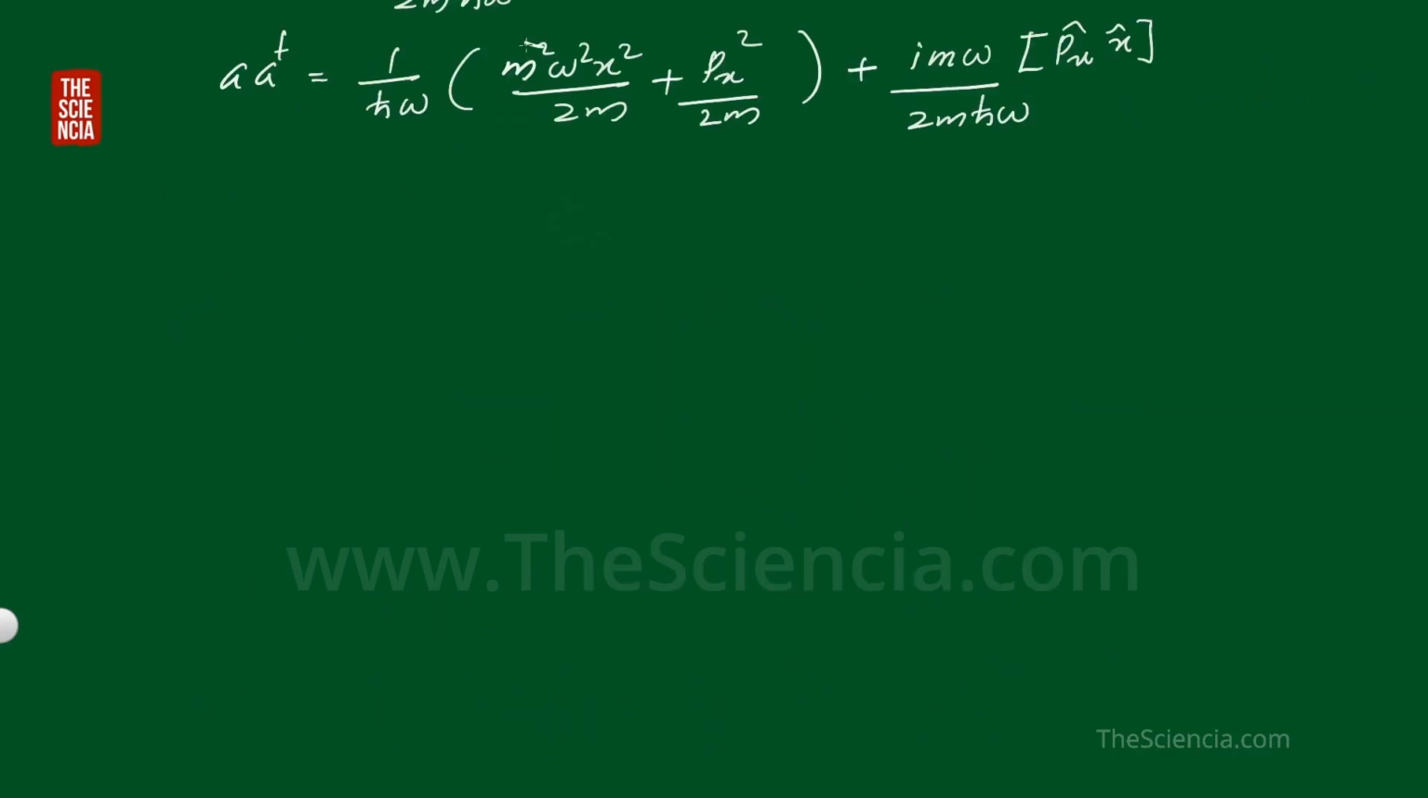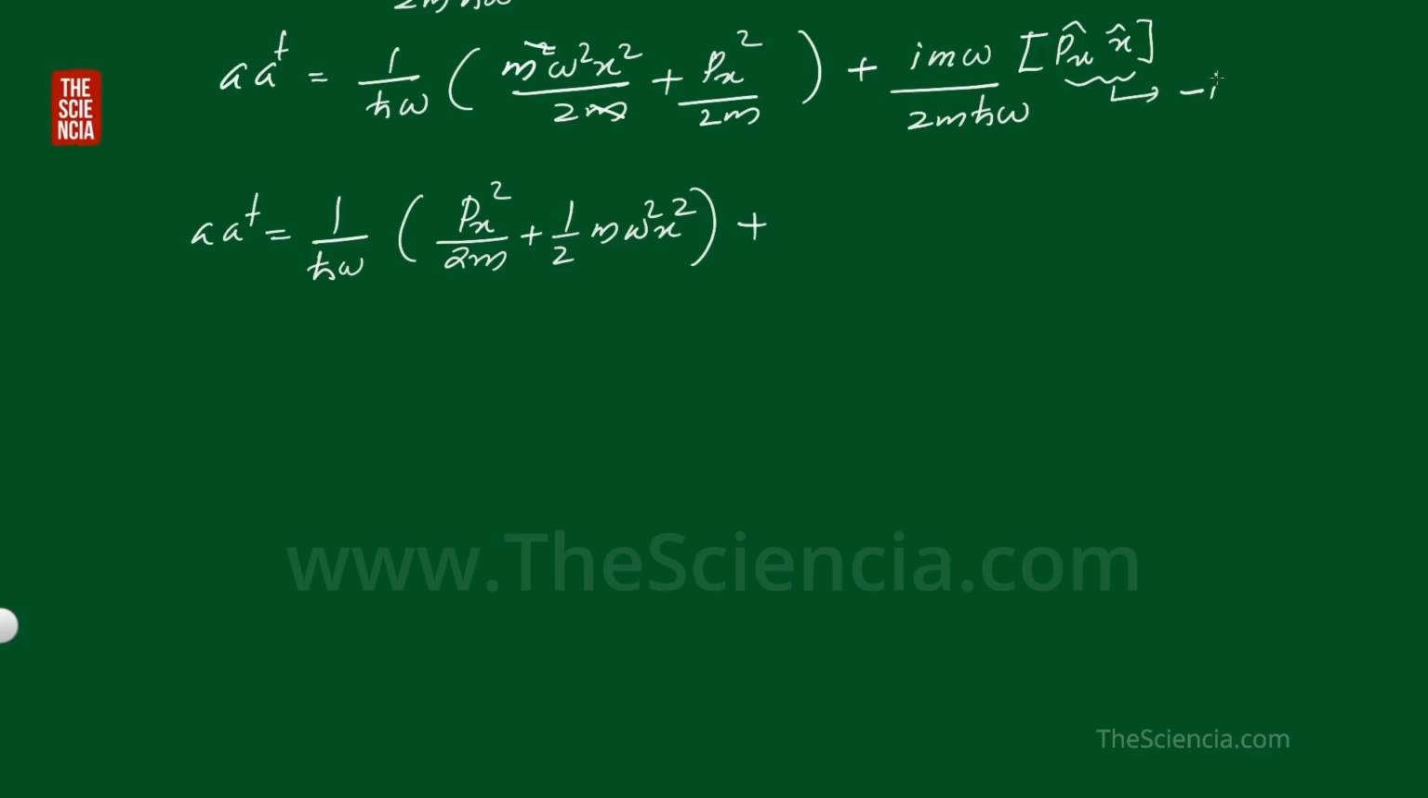So here we can cancel this m square and one of the m, and we can rewrite this expression, that is a dagger is equal to 1 by h cross omega into px square by 2m plus 1 by 2m omega square x square plus, here what is this px x cap? It is nothing but minus i h cross.